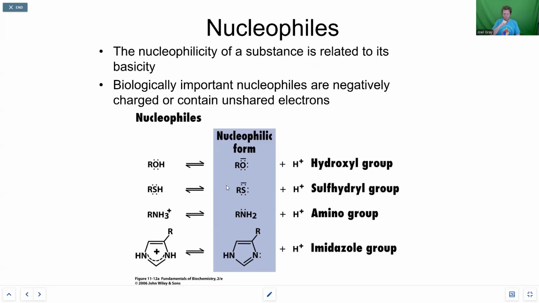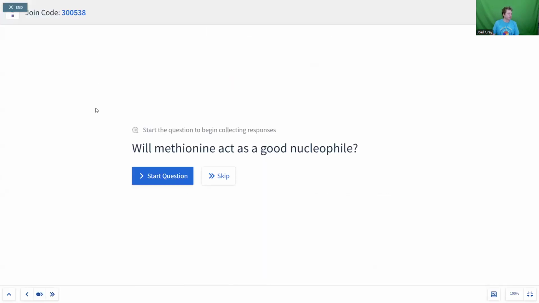One thing we've got is two amino acids with sulfur: methionine and cysteine. Which one's going to be a good nucleophile? Well, cysteine, because methionine has that methyl group. All right, top hat question.